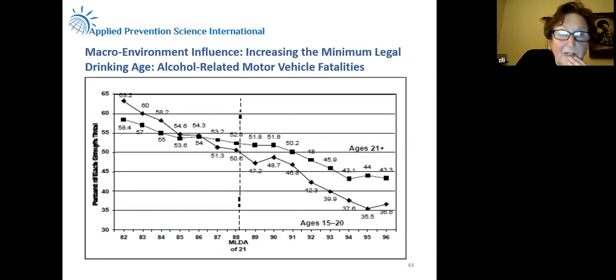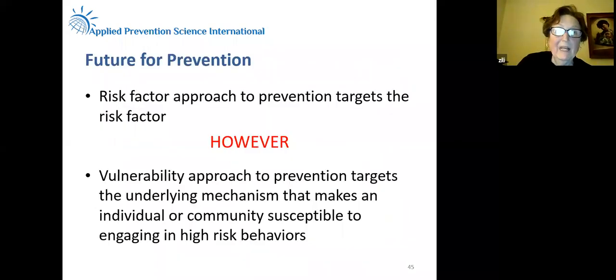You can see the number of fatalities, the percentage, and then on the right you can see that it's dropped precipitously and very significantly after the enforcement. And I'm emphasizing the word enforcement because you can have a regulation out there on the books, but if you don't enforce it, you're not going to have this kind of an impact. This is really powerful. So what is the future for prevention? I think we're still embracing the risk factor approach for targeting prevention interventions.